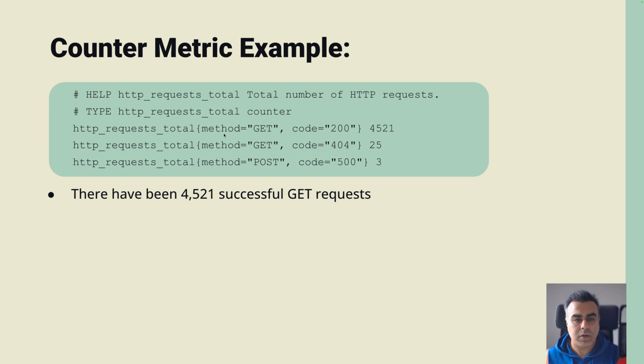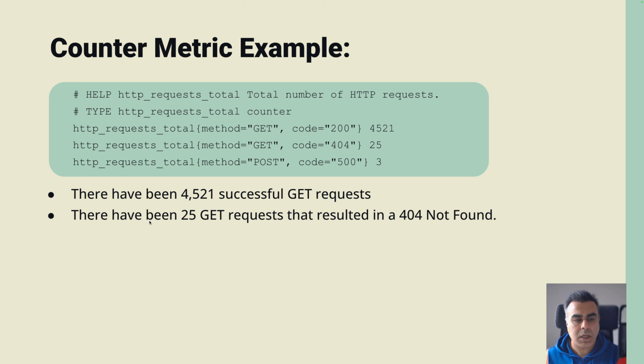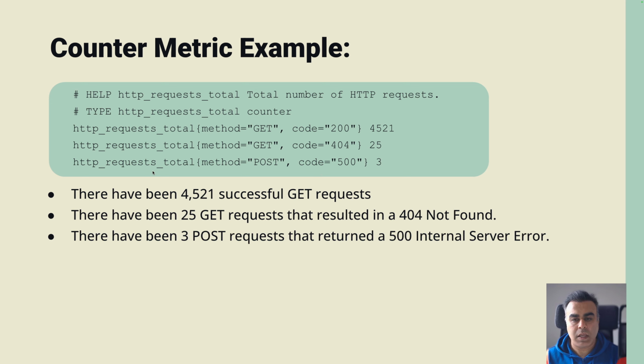Successful GET request. We can see that GET request with the code 200, which indicates a successful request. And the next one is the number of requests that resulted in a 404 or not found error message, which is 25, and also the number of internal server errors with the code 500, which is 3. So the whole part is the name of the metric and also the number of the metric.